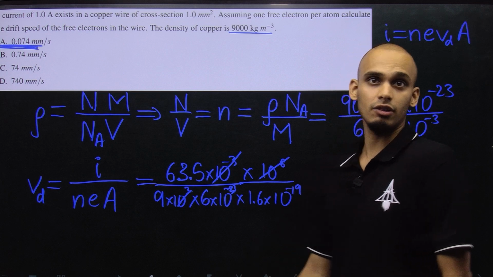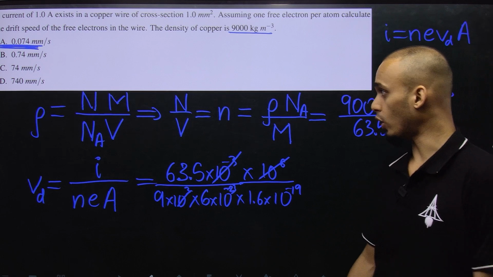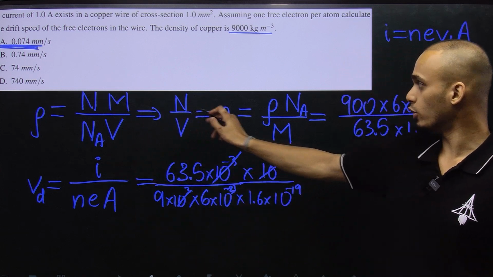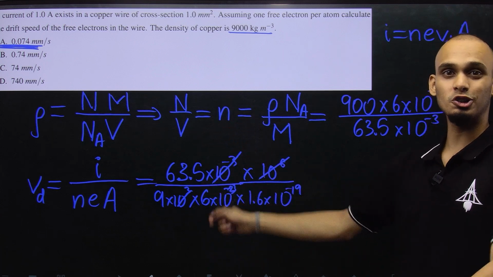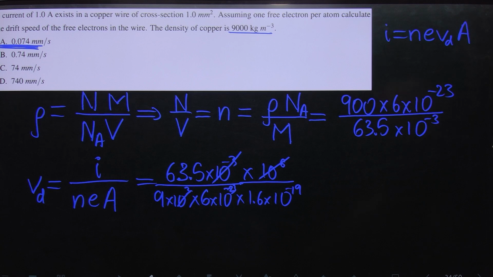You will have to take care of the power of 10 over here. Using calculator, you can easily do this. Very, very easy question. As long as you can logically relate density to the charge carrier density, this is the most important part. Relating density to carrier density is the most important part. Current is something you have to remember from the current electricity chapter.